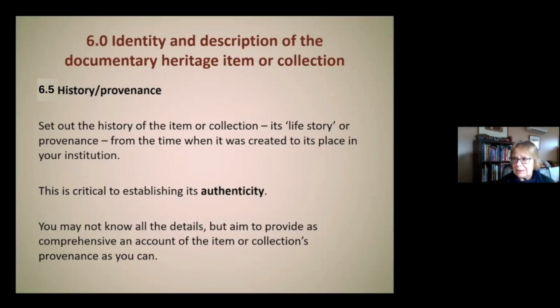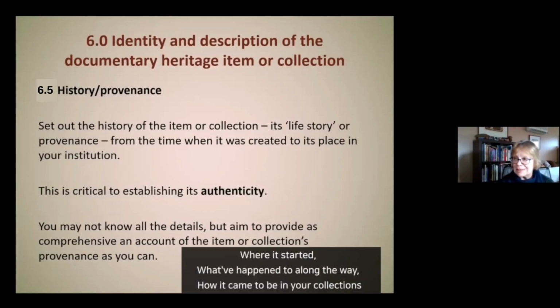So we're jumping on here. This is to section 6 of the form, the identity and description of the documentary heritage item or collection, the history or the provenance of your documentary heritage. And what it's asking you to do is to set out the history of the item or the collection, its life story, or what we call provenance, from the time it was created to its place in your institution. So where it started, what happened to it along the way, and how it came to be in your collection.